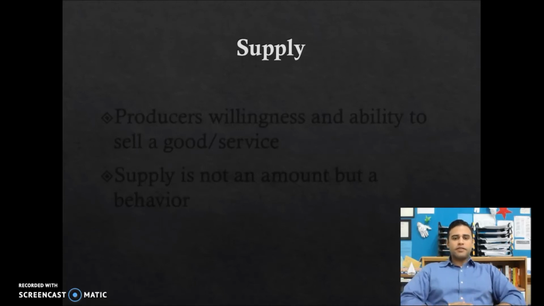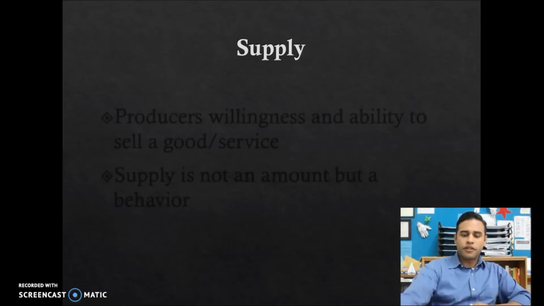That happens separately from what's going on with the supply curve. But now that we understand demand, there's some continuity. There are some rules that seem to be the same for both. So here's the definition for supply.